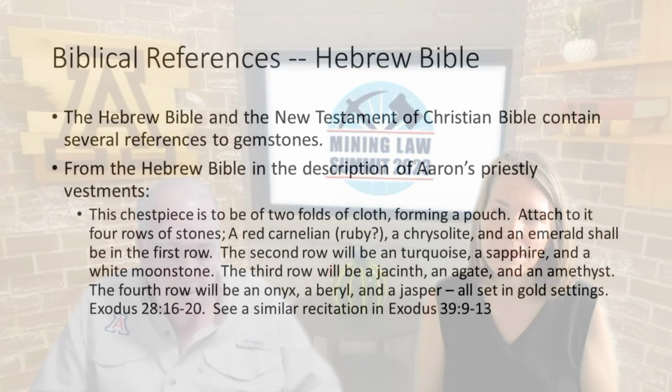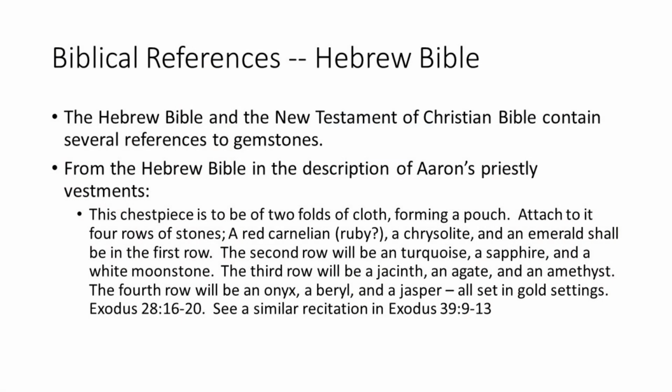You may remember that Aaron was Moses's brother, who was the chief priest of the Israelites, and the description there in the Hebrew Bible is that it said the chest piece is to be of two folds of cloth forming a pouch. Attach it to 4 rows of stones. A red carnelian, which may have been a ruby, a chrysolite, and an emerald shall be the first row. The second row shall be a turquoise, a sapphire, and a white moonstone.